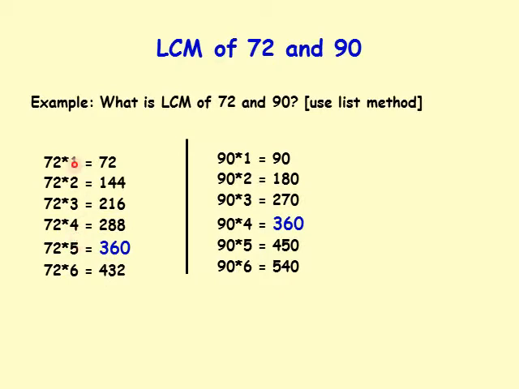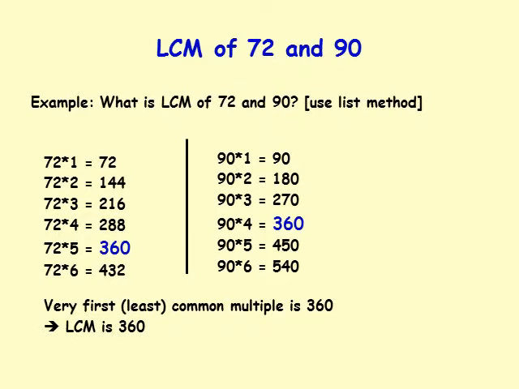We say 1, 2, 3, 4, 5. We use the smallest multipliers here. So the very first least common multiple is 360. Okay, that means the LCM is 360. The LCM of 72 and 90 is 360. Let us continue.